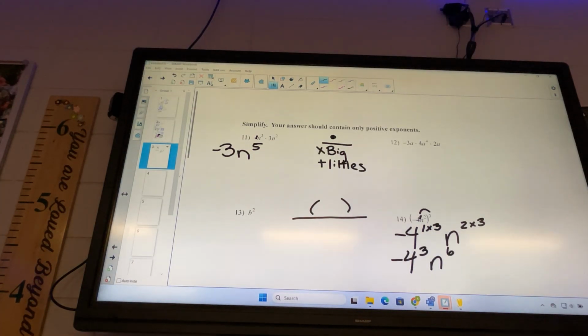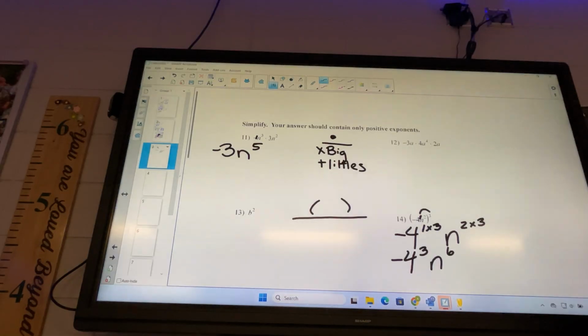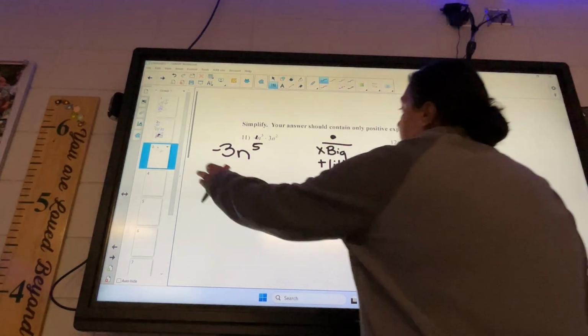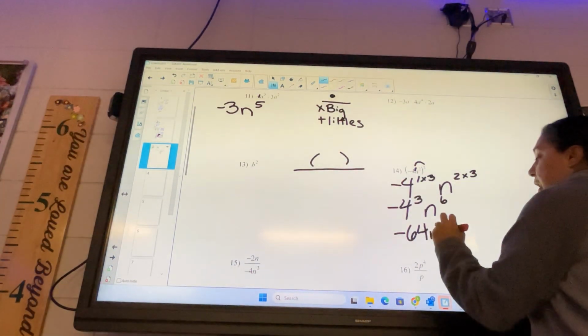Okay, do we have any negative exponents? I mean the baby numbers. No. But this part you can type in your calculator. What is negative 4 to the third? Negative 4 to the third power. And type that in. So it's going to be negative 64 and n to the 6.